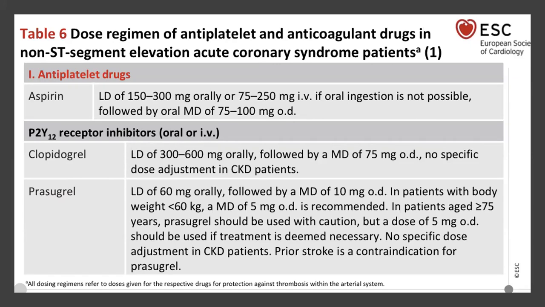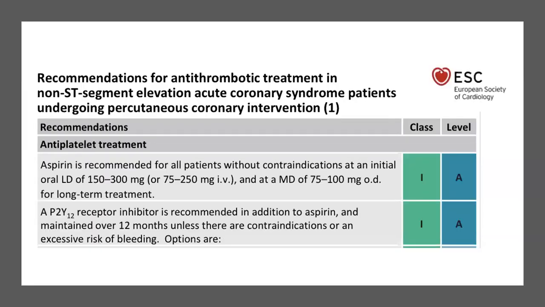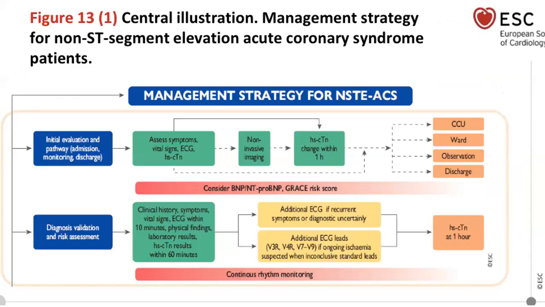The current P2Y12 receptor inhibitor that we have is Plavix, which is clopidogrel. If you are referring a patient that you've diagnosed with likely a myocardial infarction or a STEMI, the best thing to do is to load them with Plavix 300 to 600 orally, then maintain them with 75 milligrams daily. There are no specific adjustments in patients with renal dysfunction. That is class 1, level A evidence according to the guidelines.